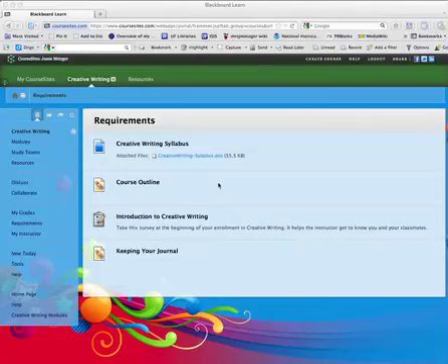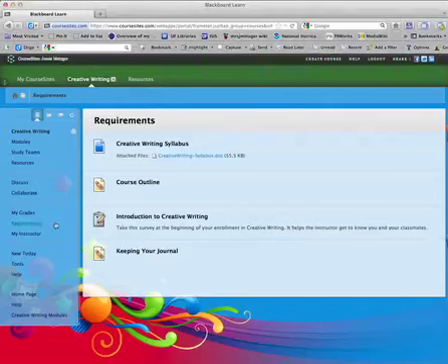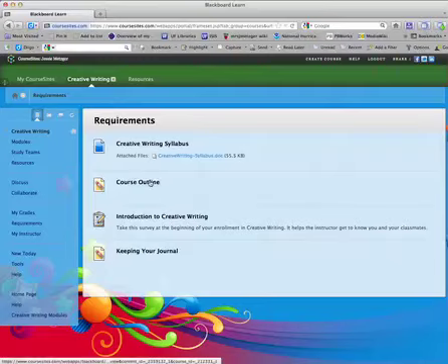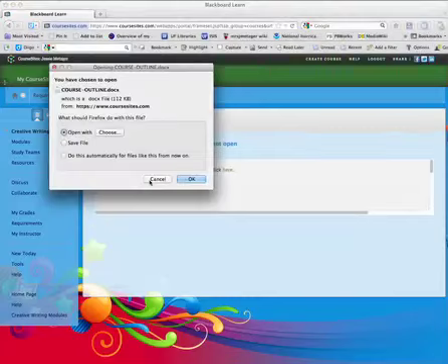Course outline for creative writing. In order to find the course outline, log into your Course Sites account, go to your creative writing class, click on requirements, which will open this page that you see here. Then you can click on course outline and it will prompt you to download the document.